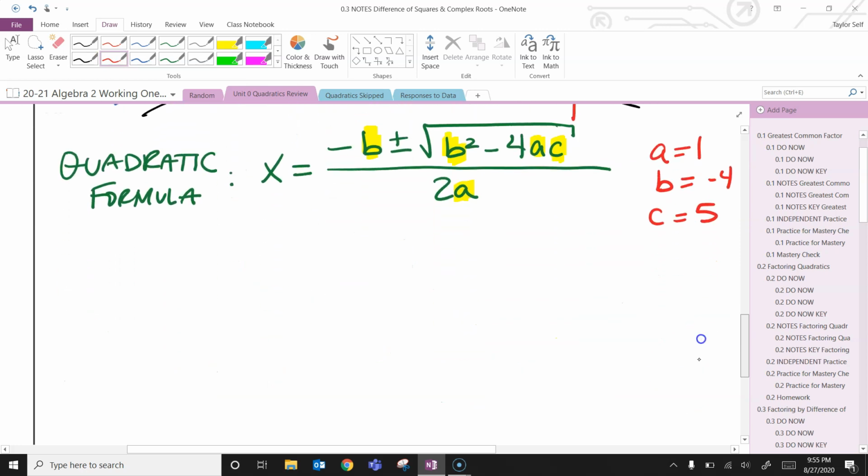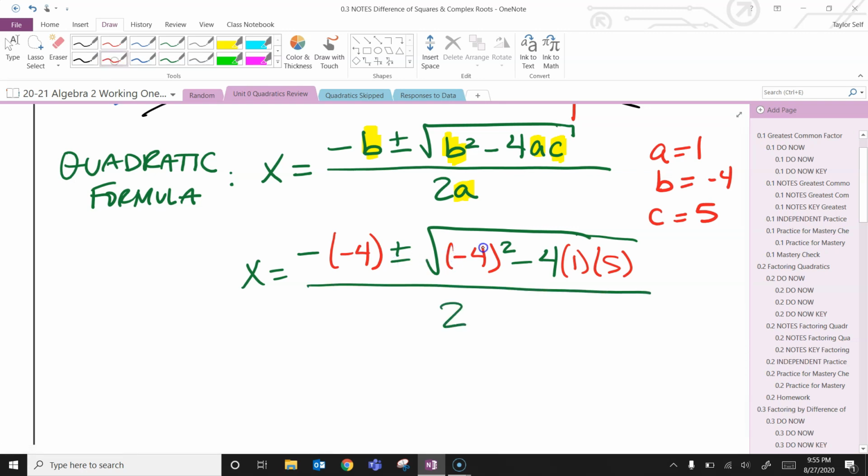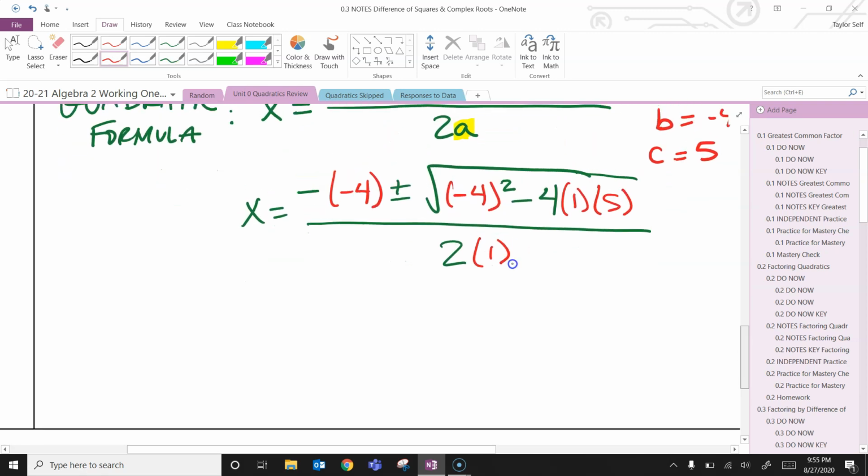Cool, so let's actually plug in and use the quadratic formula. X equals negative, and then b is negative 4, so I'm going to plug in negative 4. It's always good to put parentheses around what you're plugging in. Plus or minus the square root of b, which is negative 4 again, so negative 4 in parentheses, squared, minus 4. Now I need to plug in a. A is 1, and c is 5, all over 2. Do you see how I'm putting parentheses around everything? That's really good practice for SAT. It's going to make sure we don't mess up our operations.